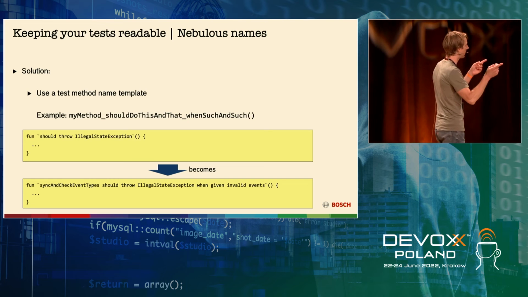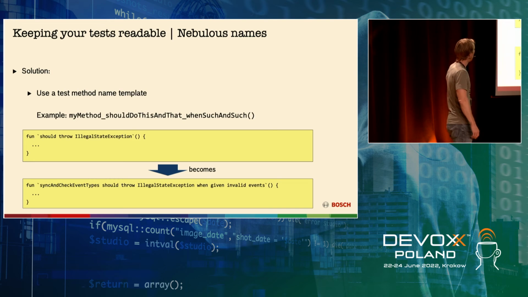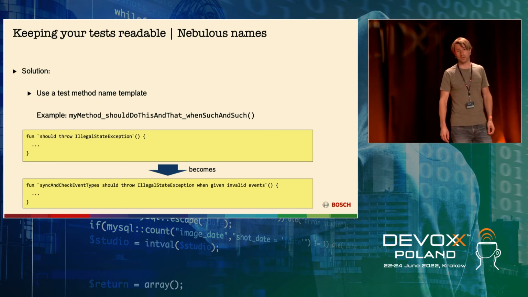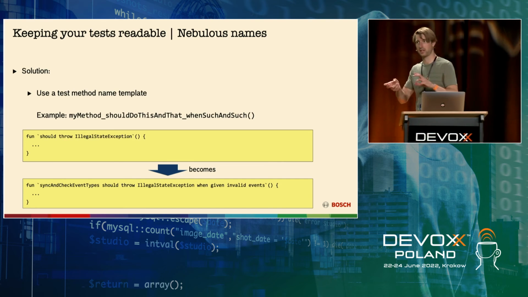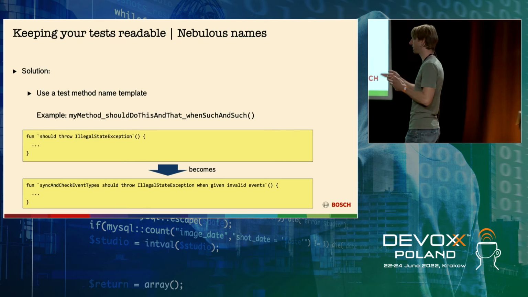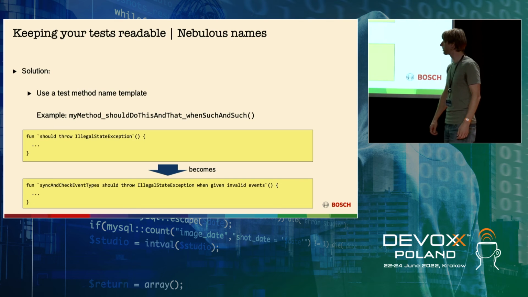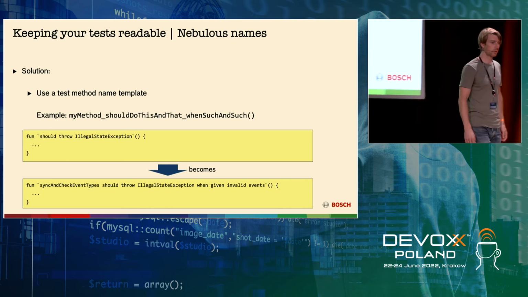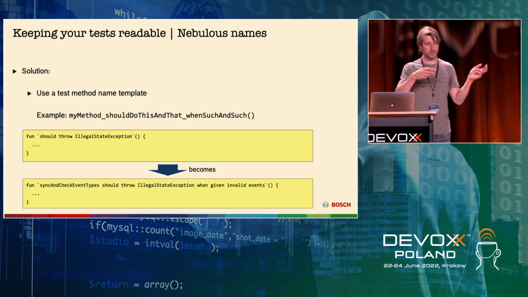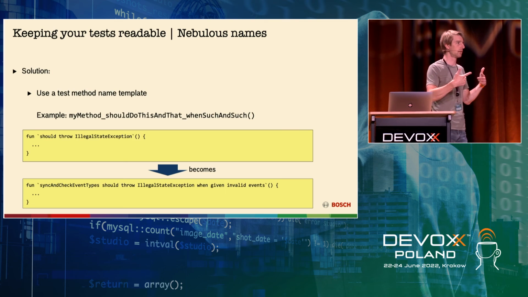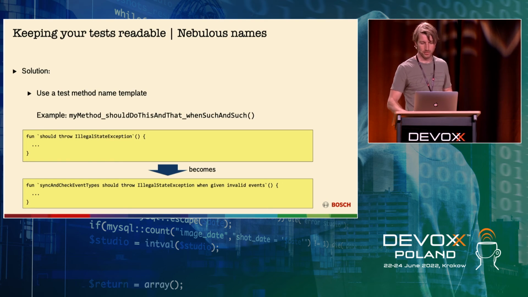So in Kotlin, you can use the backtick, and then you can also have white space in your method names. And one pattern I find really useful is this: my method should do this and that when such and such. So it's a little bit like the given when then. And then you could turn this name that you see at the top, should throw a legal argument exception, into: sync check and event types, so that's the method under test, should throw a legal state exception when given invalid events. So if that method fails, you know right away kind of roughly what's going on.